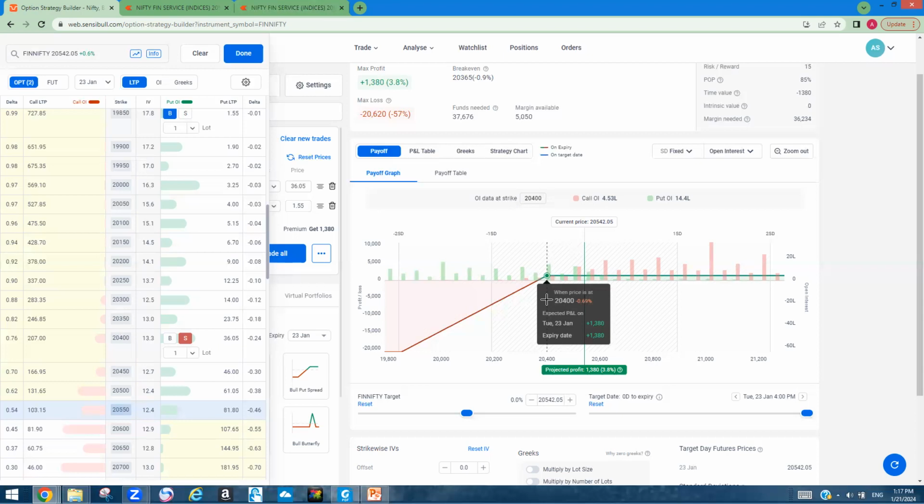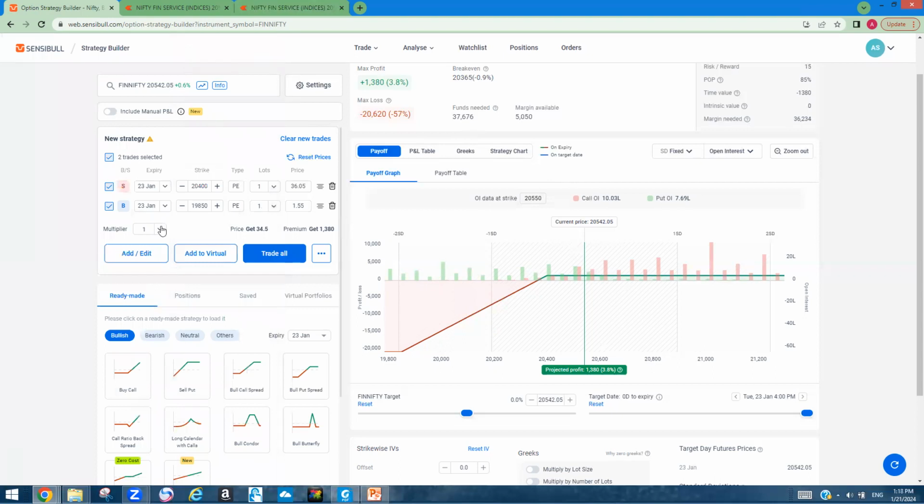So what I was telling is, you can still make, if you have 5 lakhs, you can use like 4 lakhs, you can still make 30,000, 13,800. So this is a way I normally try to trade if I am not able to monitor my trades.